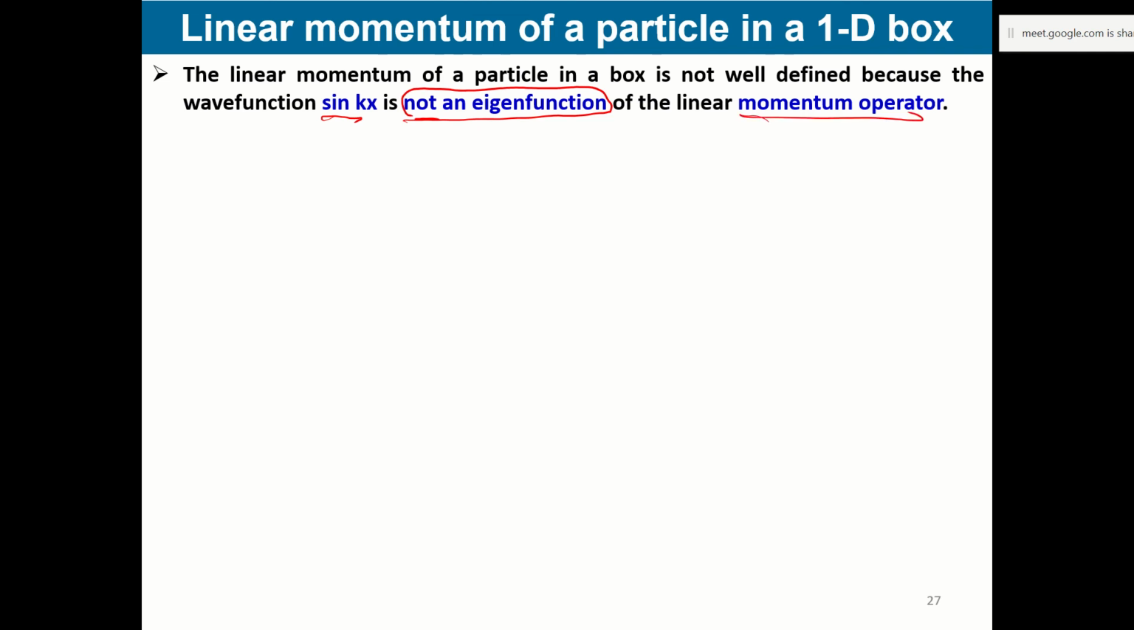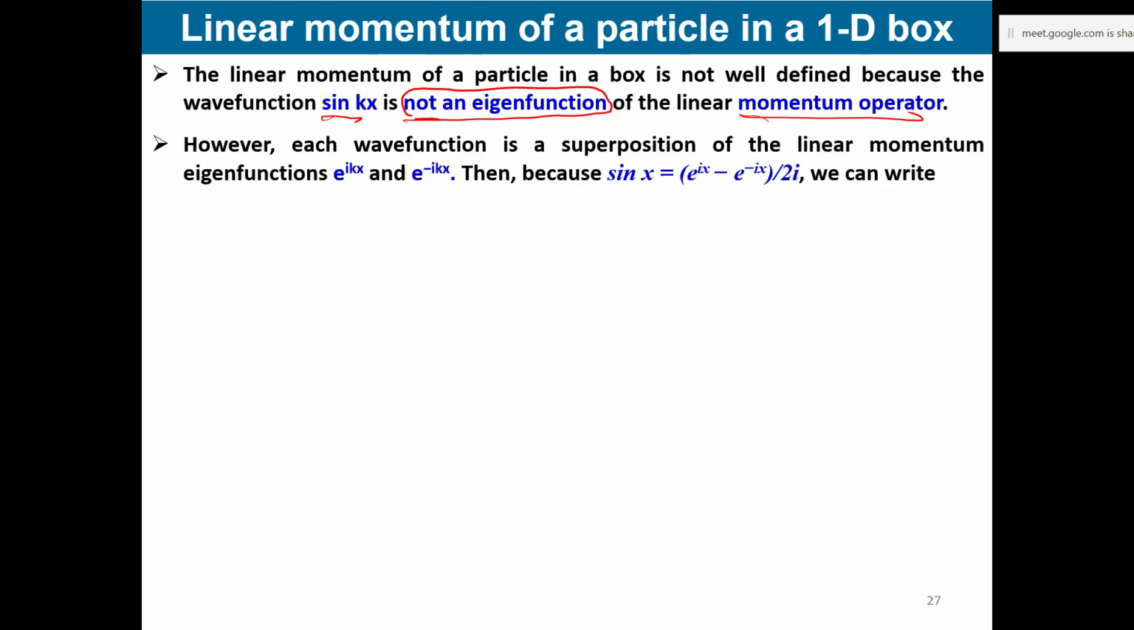Sine kx, cos kx, which one is an eigenfunction for the momentum operator? You should take it as an exercise. Linear momentum is not well defined because directly it is not possible to find out, but you can think of it as a superposition of two functions. Sin x can be represented by e to the power ix minus e to the power minus ix, divided by 2i. By Euler's theorem you can transform it this way and say that it is a superposition of two waves.